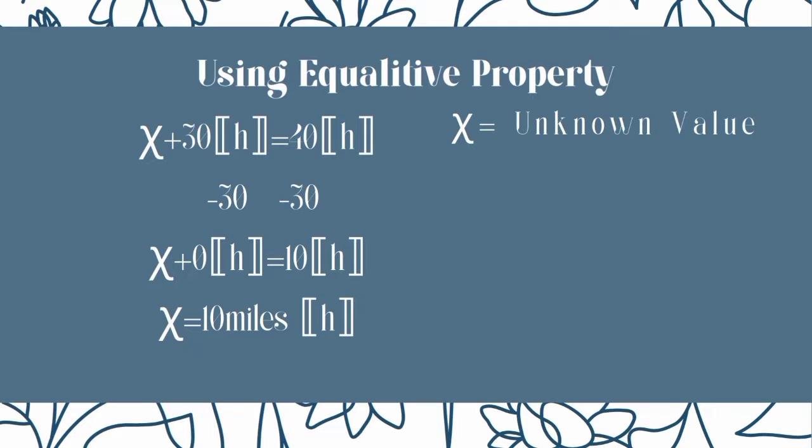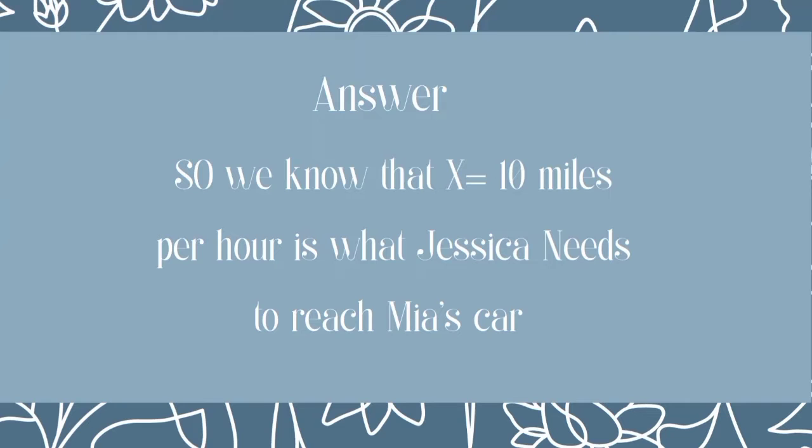Using equality property, x equals the unknown value. x plus 30 miles per hour equals 40 miles per hour. So we apply negative 30 to both sides of the equation, and we get x equals 10 miles an hour. Answer: so we know that x equals 10 miles per hour is what Jessica needs to reach Mia's car.